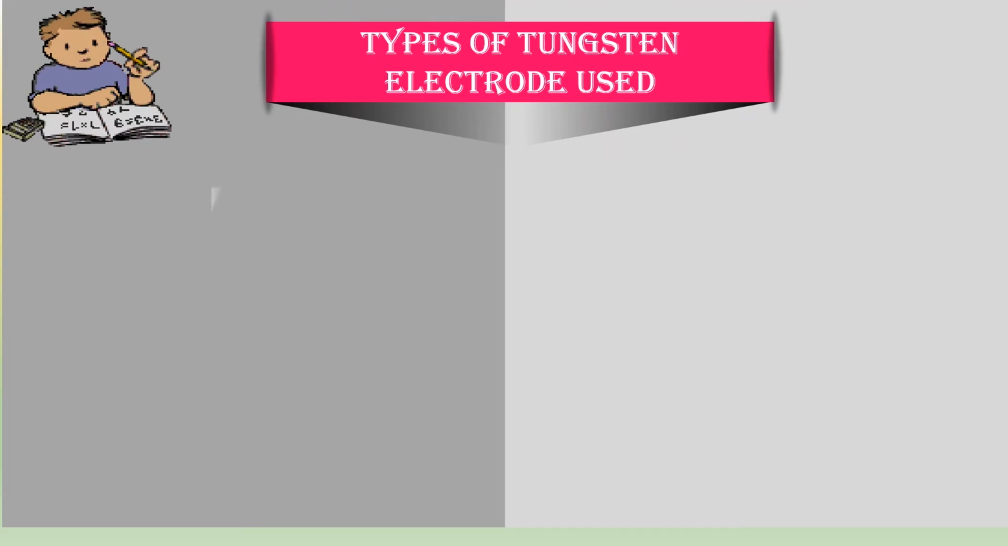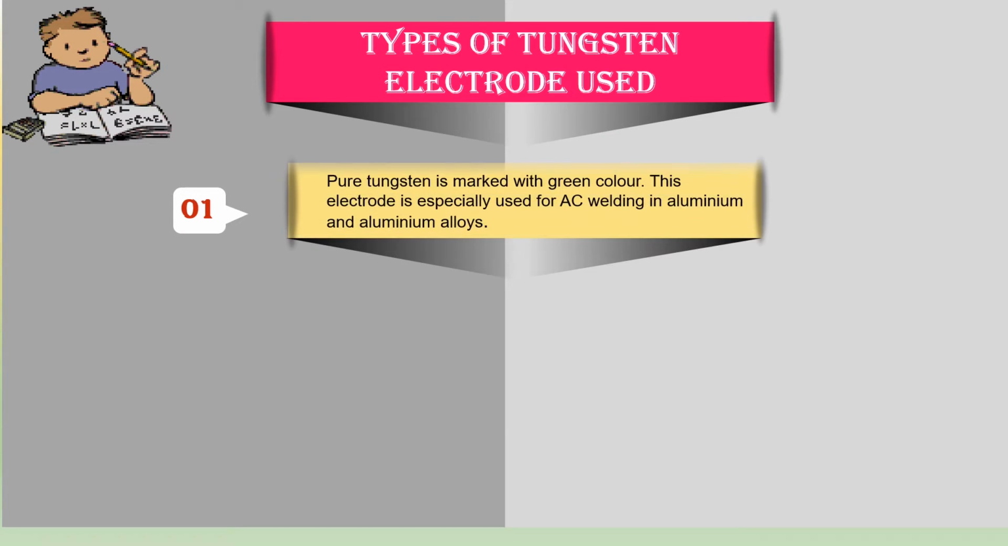Types of tungsten electrode used. Number 1. Pure tungsten is marked with green color. This electrode is specially used for AC welding in aluminium and aluminium alloys.